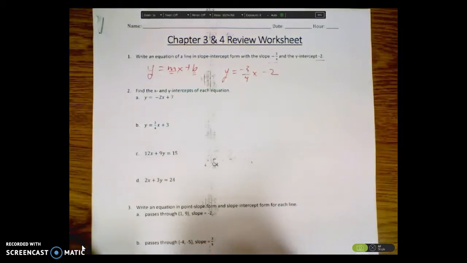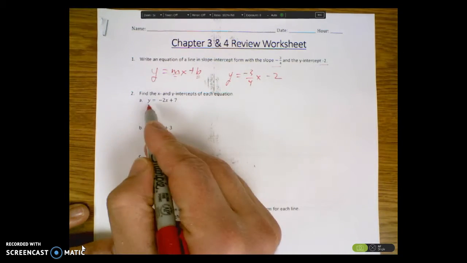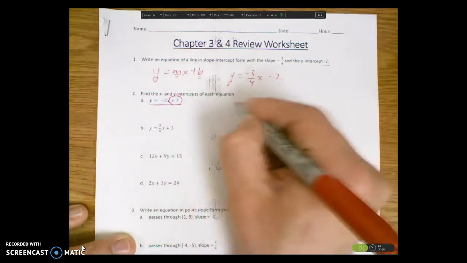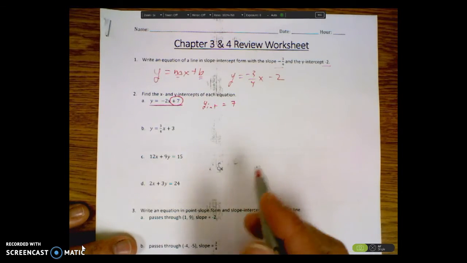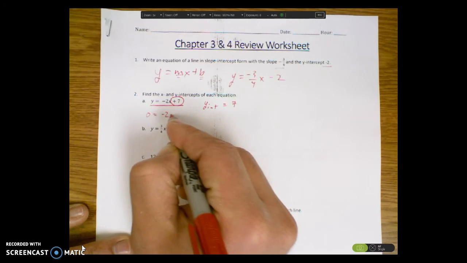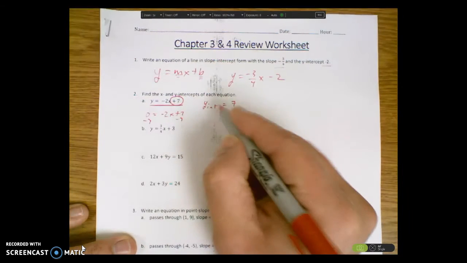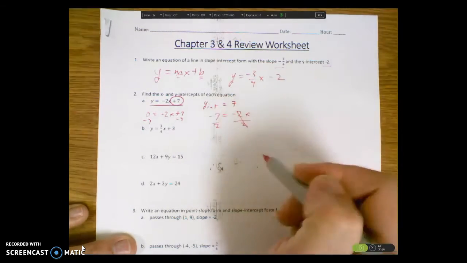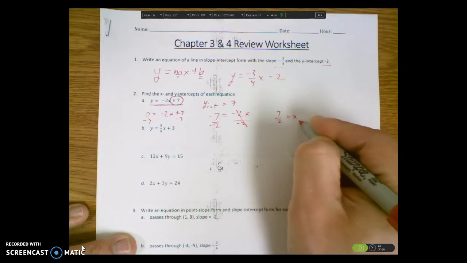Let's take a look at number 2. So we got a few different types of examples here. We want to find the x and y-intercepts of each equation. I notice right away this is in slope-intercept form, and so that gives me the y-intercept. So for A, the y-intercept is 7. And then if I want to find the x-intercept, I got to plug in 0 for y. 0 equals negative 2x plus 7. And then I'm going to solve for x. So I'm going to subtract 7 from both sides. That's going to give me negative 7 equals negative 2x. Then I'm going to divide by negative 2. And I'm getting 7 halves equals x for the x-intercept.